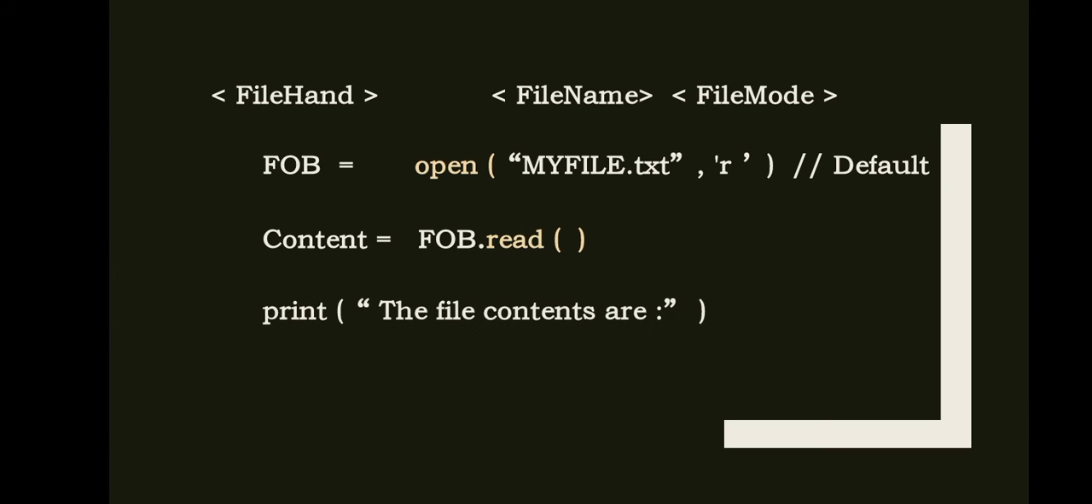Next, this print statement will print a message, the file contents are, and next we'll use print again, and the content variable has been passed here. So whichever values were assigned in the statement content equals fob dot read, that string which was assigned to content, the string value will be displayed here in the print function. So that's what I was talking about.